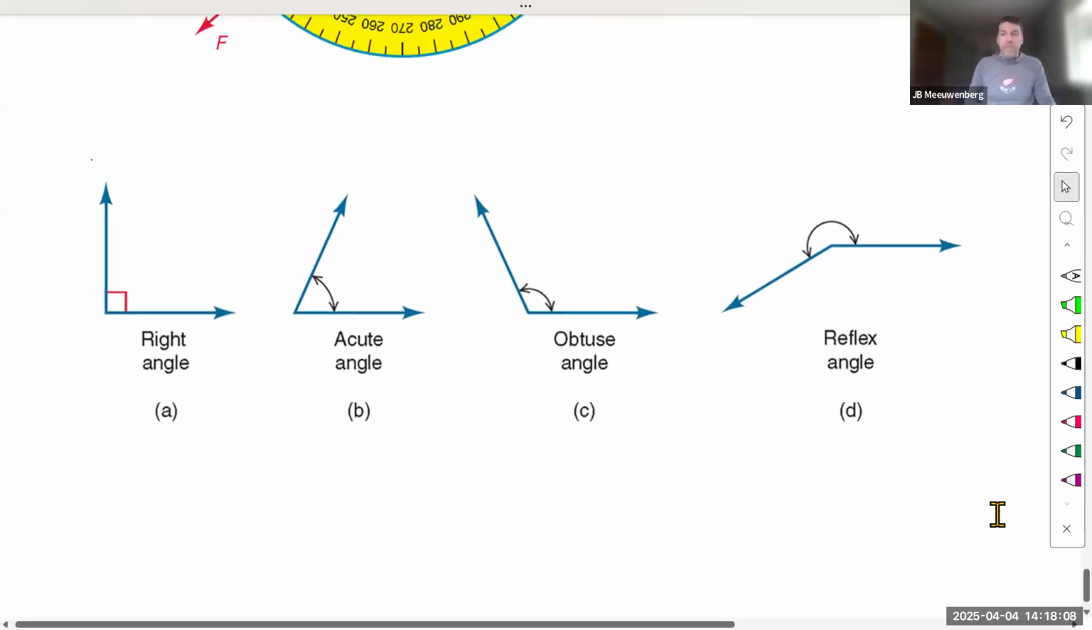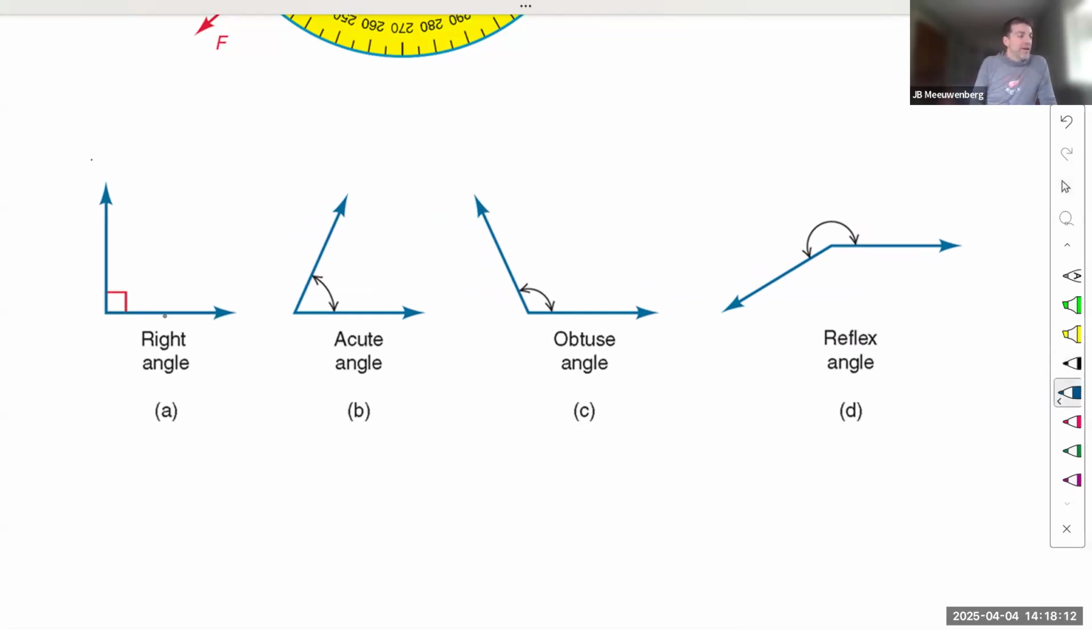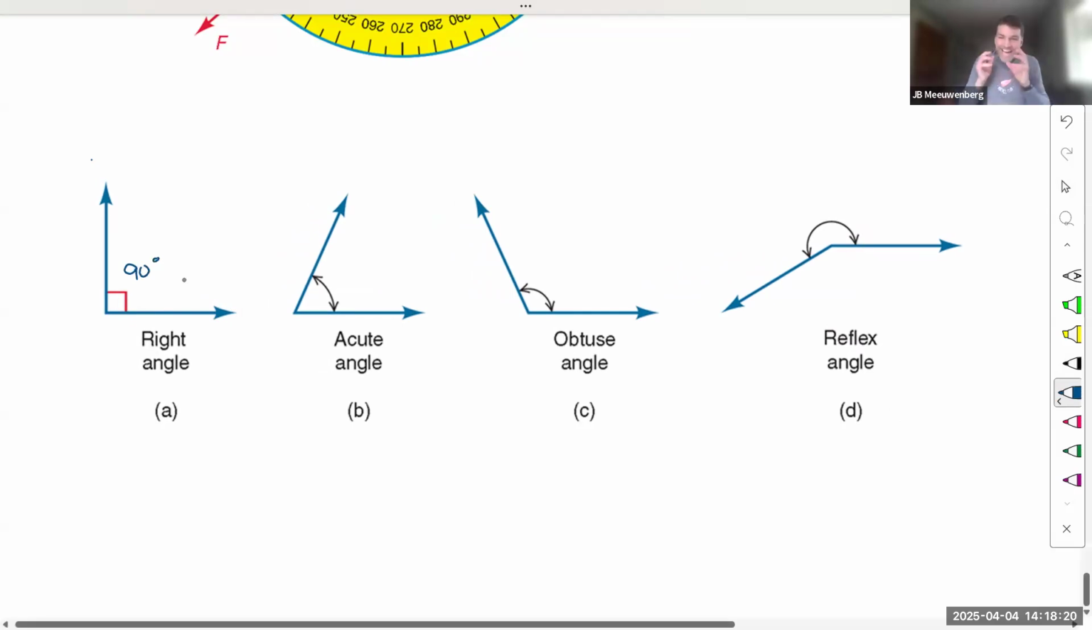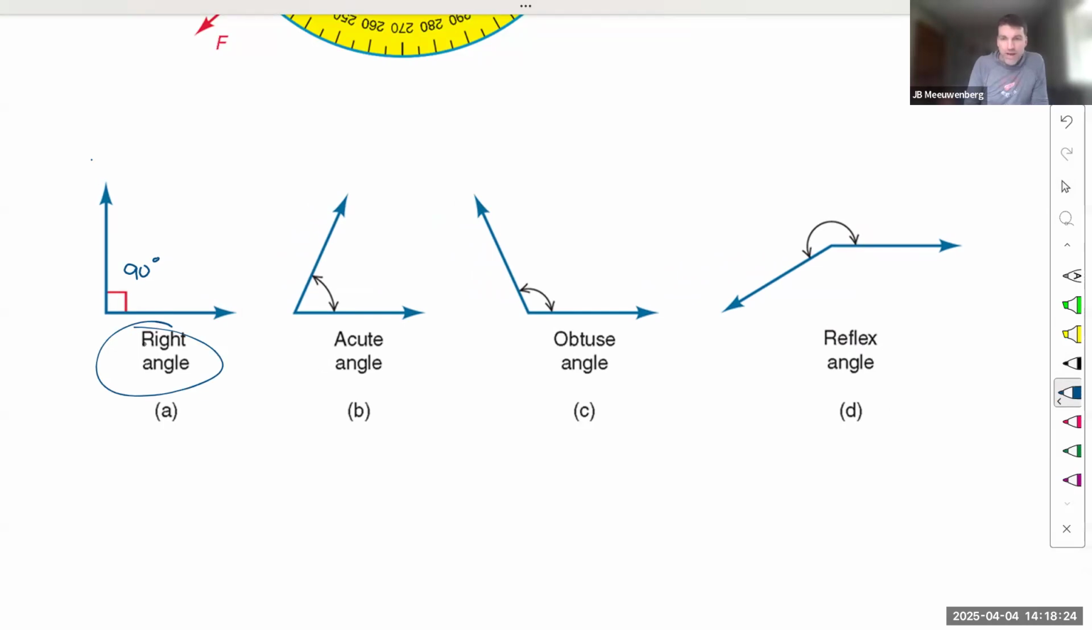So think about our protractor. If we have an angle that goes straight to the right and straight up, it is exactly 90 degrees. We call that a right angle. You probably heard that before. So a right angle is perfectly 90 degrees.